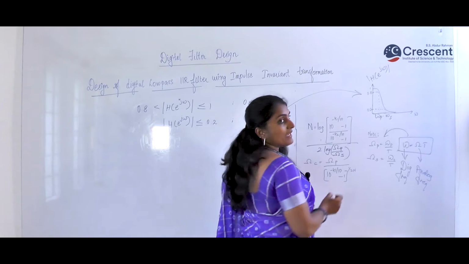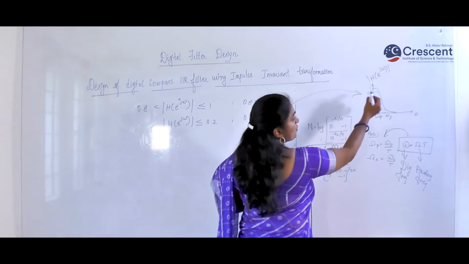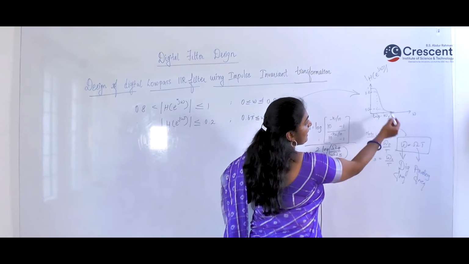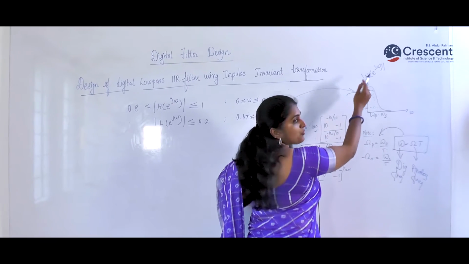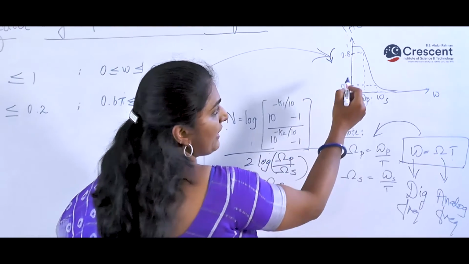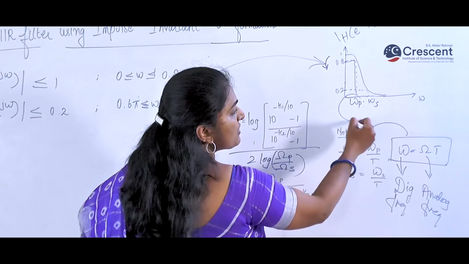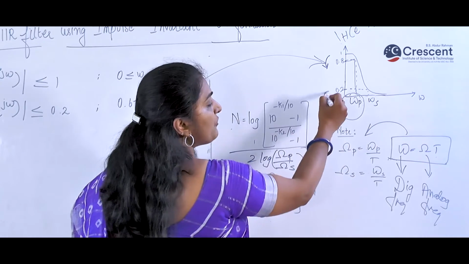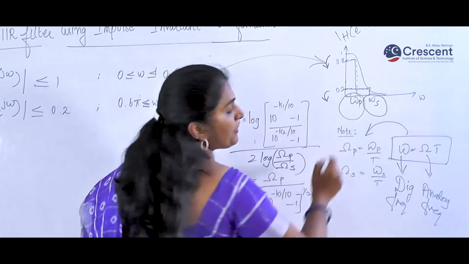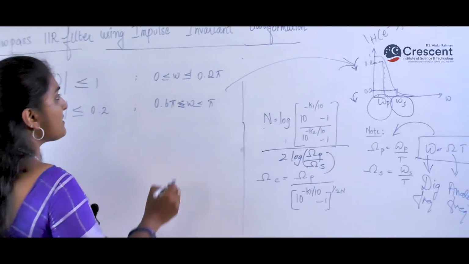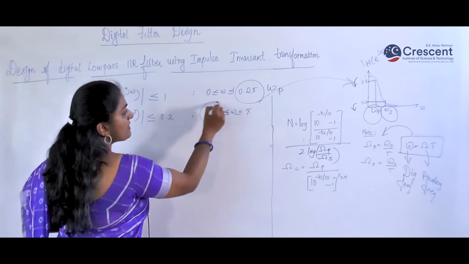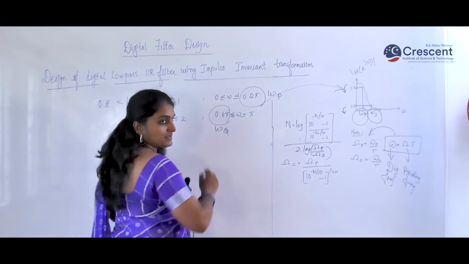When this is represented in graphical form, on the x-axis omega is taken, and on the y-axis the magnitude response is represented. So the value ranges from 1 to 0.8, and the corresponding frequency value is represented as omega p, and for the values less than 0.2, the corresponding frequency is represented as omega s. Hence 0.2 pi is equivalent to omega p, and 0.6 pi is equivalent to omega s.